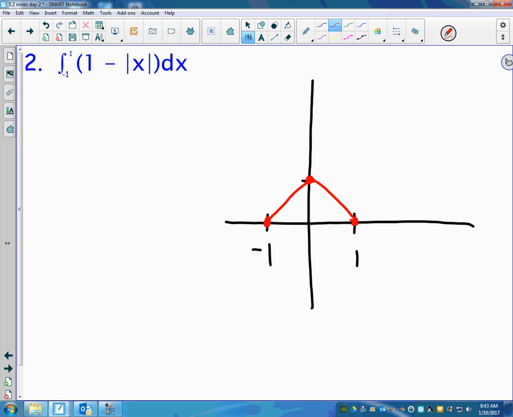So, Sabrina, how do I find the area of a triangle? So we have to make sure we count correctly, right? We've been struggling with this a bit. So the length here is 2 units, right? From negative 1 to 1 is 2? Yes? And the height is 1. So the integral is equal to the area under that curve, which is just 1.